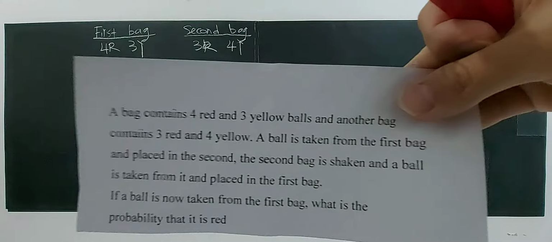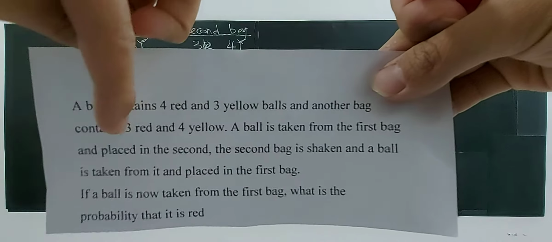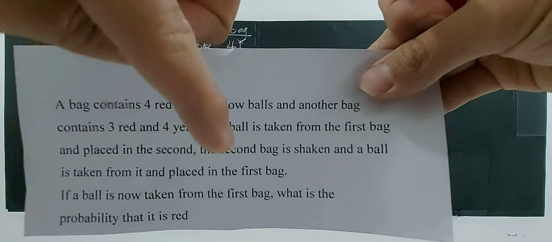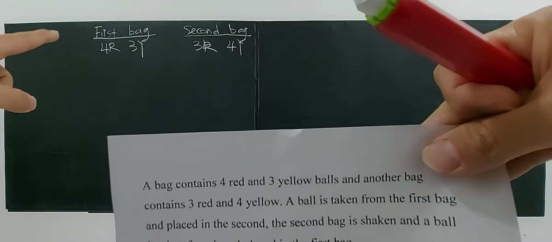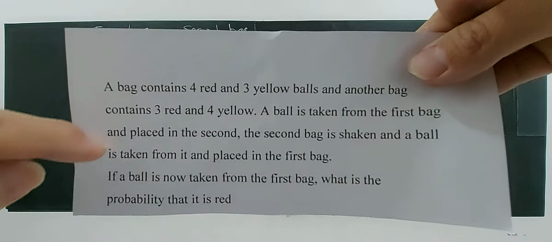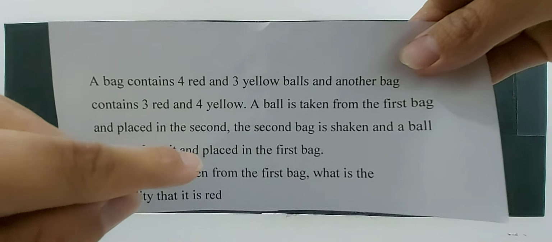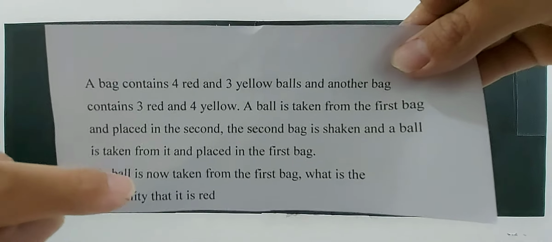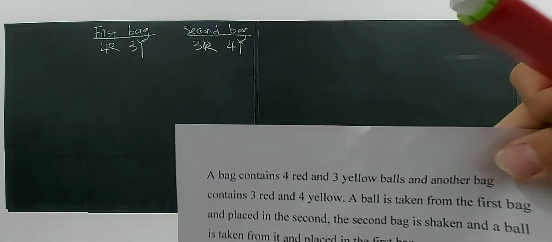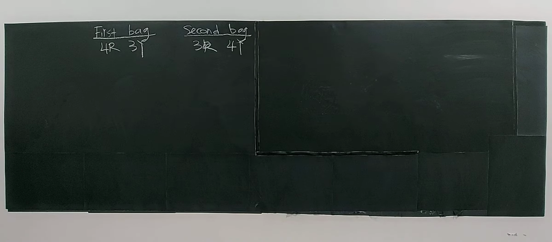After that, you draw from the second bag. The second bag is shaken, and a ball is taken from it and placed in the first bag. Finally, a ball is now taken from the first bag. So how many processes are there here? Let me explain now.